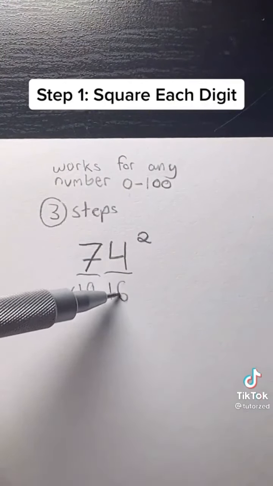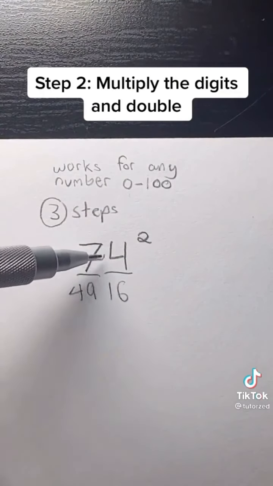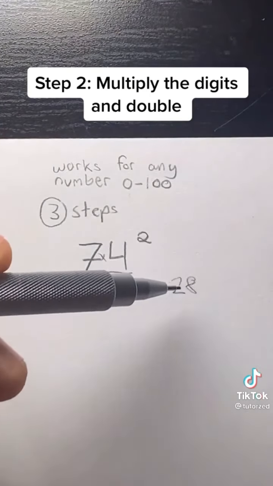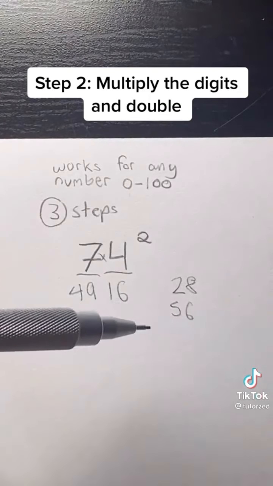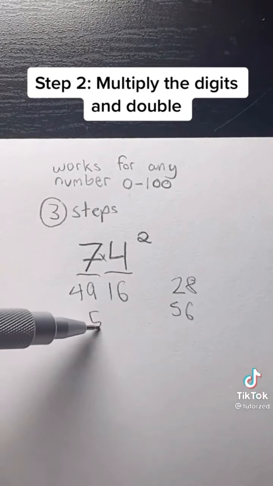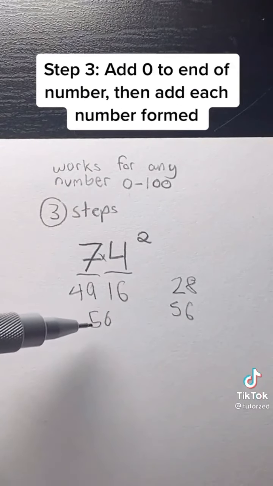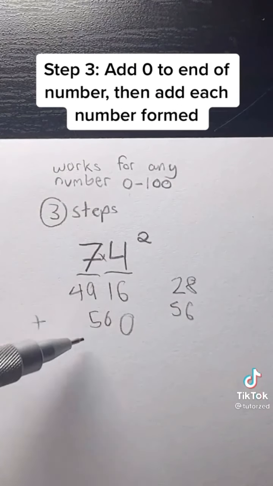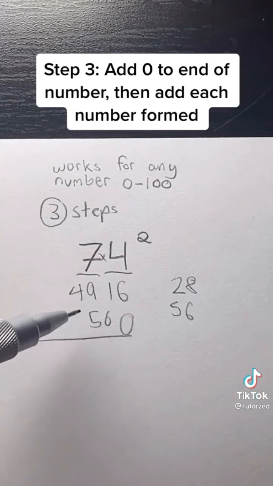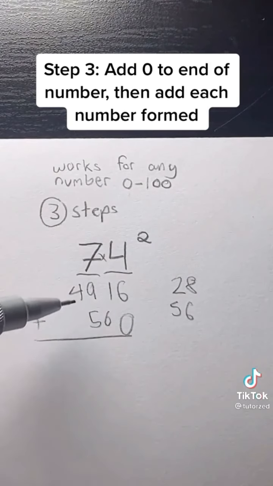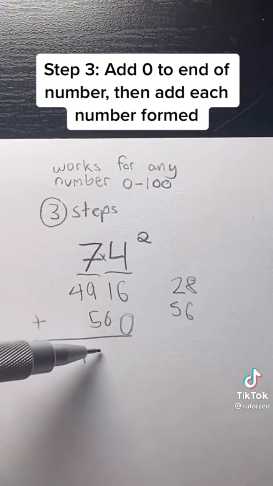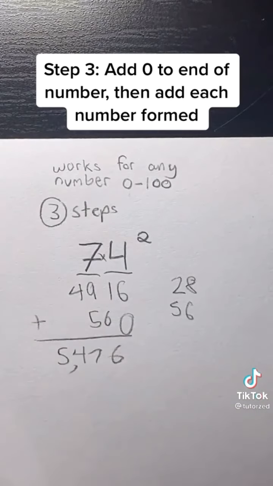we get 16. Then you multiply each digit, so 7 times 4, that's 28, double that, so we get 56, and then put that right under what you squared, so 56, and then add a 0 to the end of that. Then you add the two numbers formed, so we have 4,916 and 560. Add them, we get 5,476, and that's going to be your answer.